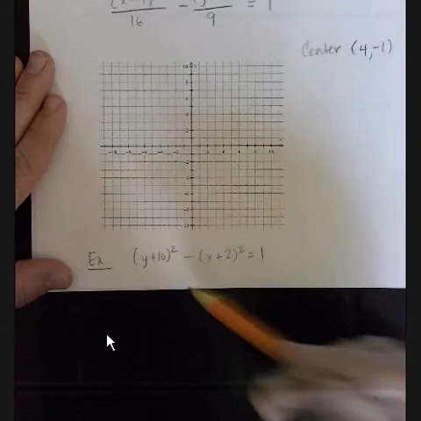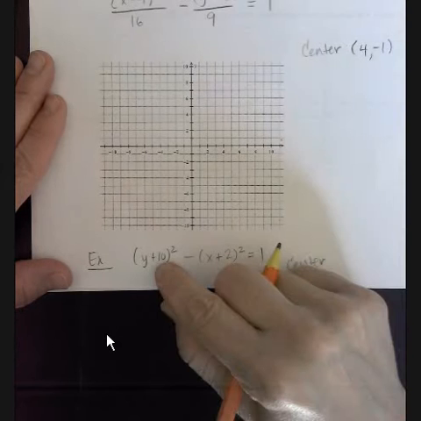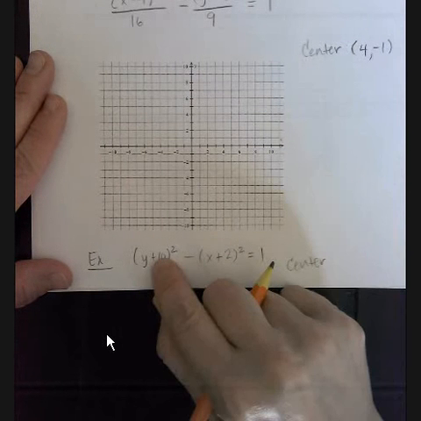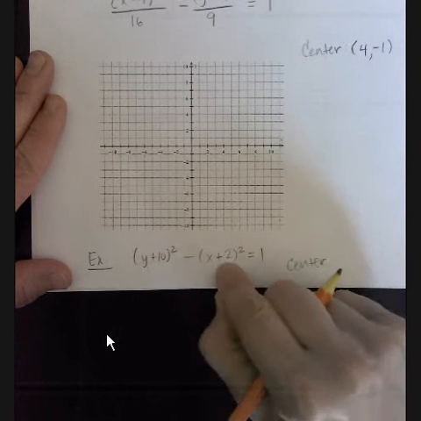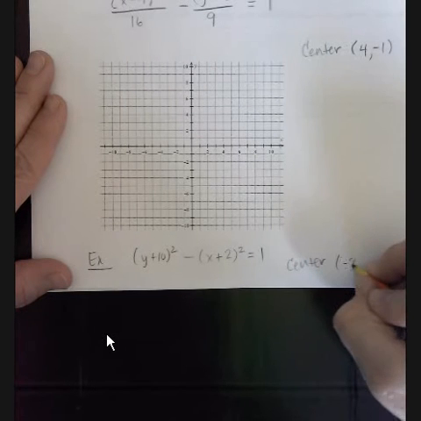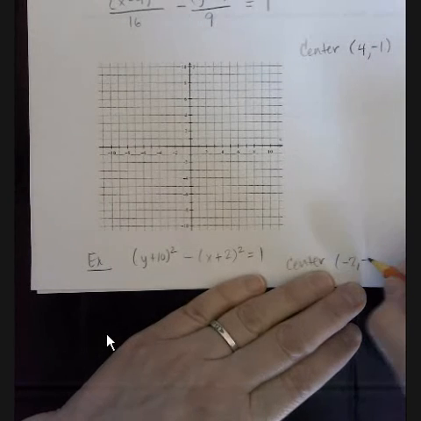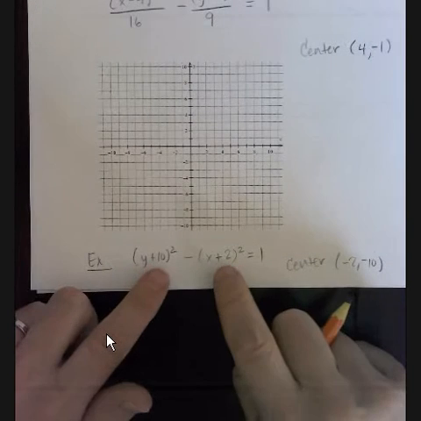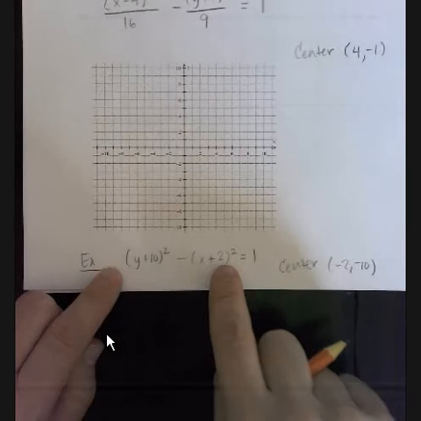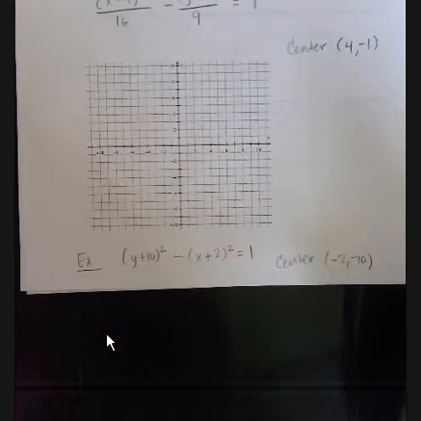The center then, people tend to mess this up because they look at this first, and they say negative 10, negative 2. It would actually be negative 2, negative 10. So be very careful that you get these in the right order. Whatever's paired with x goes first, whatever's paired with y goes second. Something to watch for there.